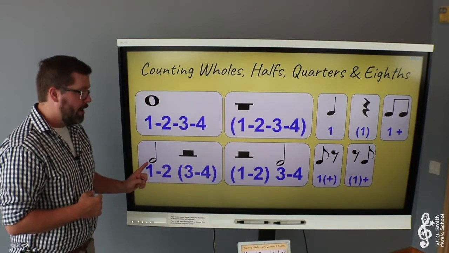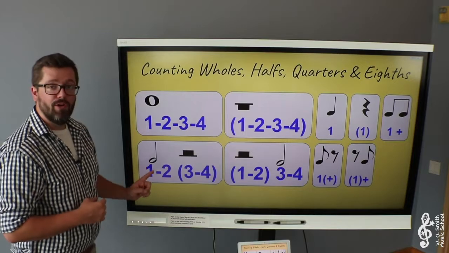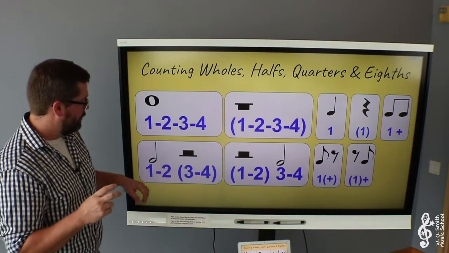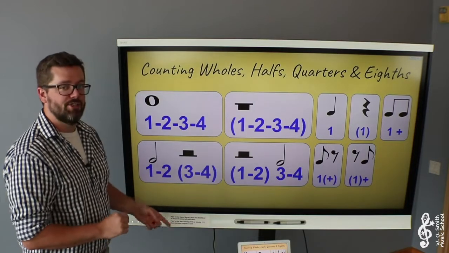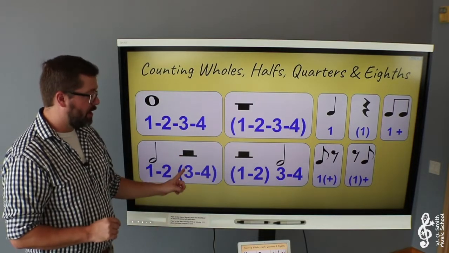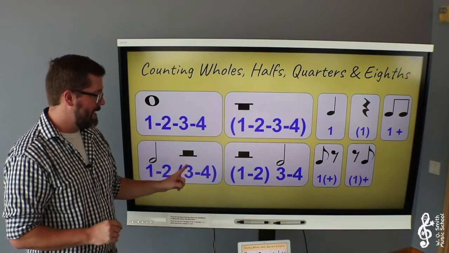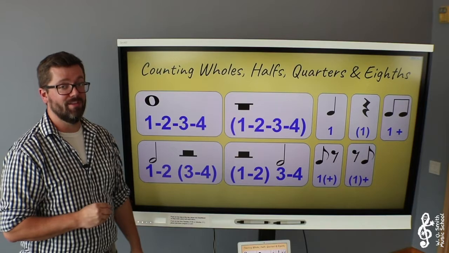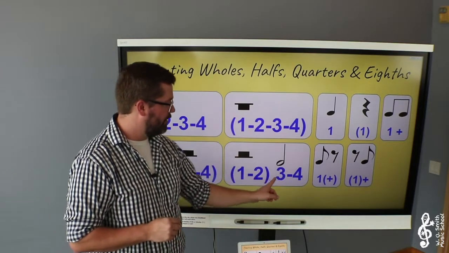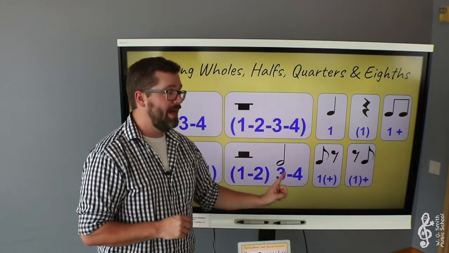Down here we have a half note. The half note is a sound worth 2 beats. So it's connected 1 to 2 by the dash, 1 dash 2. And we have, starting on beat 3 here, a half rest. So it goes 3-4, but it's put in parentheses because it's a rest. We have the opposite here, half rest followed by a half note.